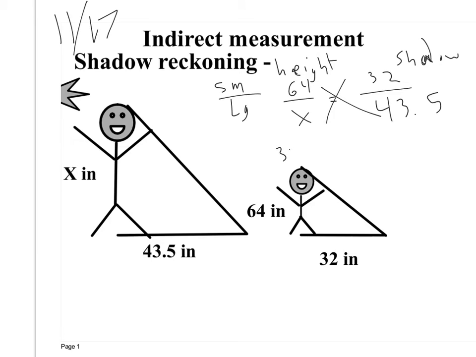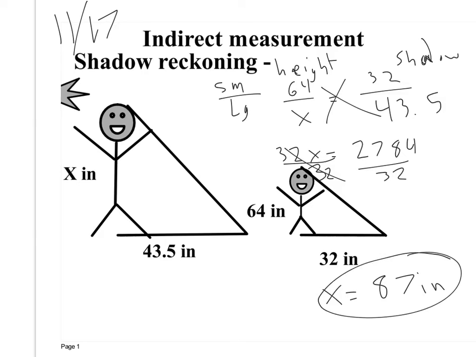So we just cross multiply and solve, right? We've been doing that. 32x is equal to 64 times 43.5, which gives you 2784. Divide by 32, since we were multiplying by 32. X is equal to 87 inches. Make sure you have your units, and there you go.